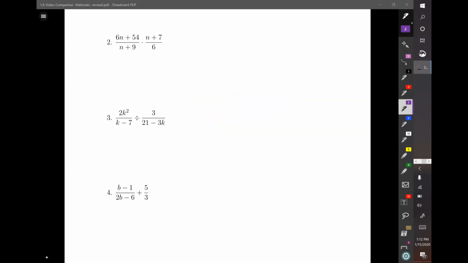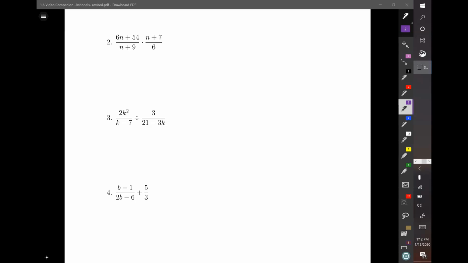Now you might like to try this one on your own, especially if you've already read through the book. This is review, or you came to class for the hybrid. So here we have a multiplication problem. Number 2 reads 6n plus 54, all divided by n plus 9 in the denominator, times numerator n plus 7, and then all divided by 6 in the denominator.